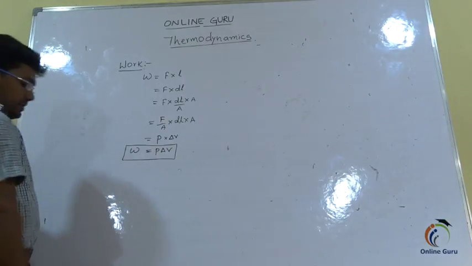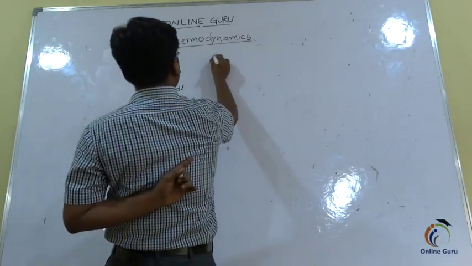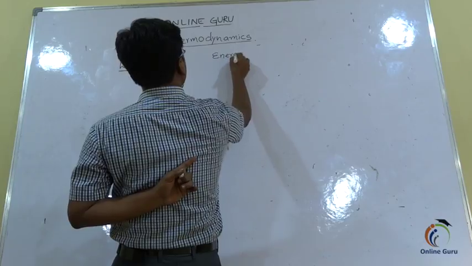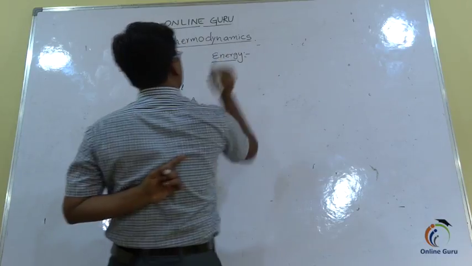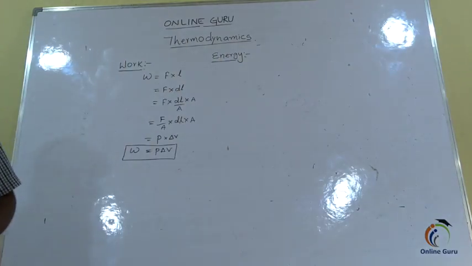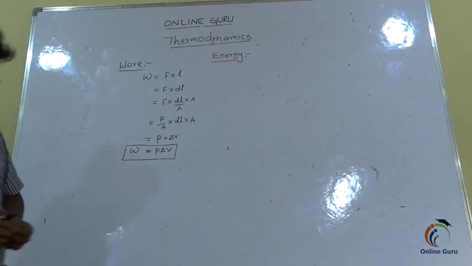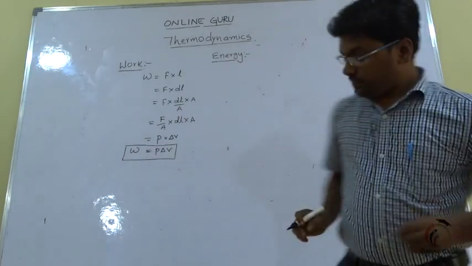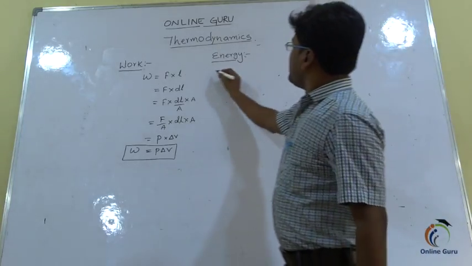This is work. Next one is energy. The capacity to do work is called energy. Internal energy.